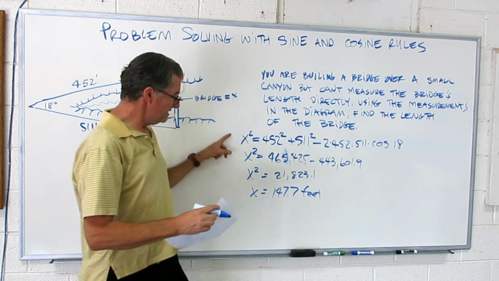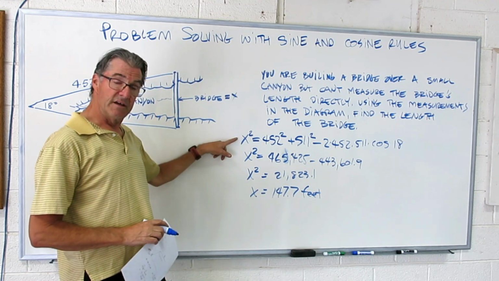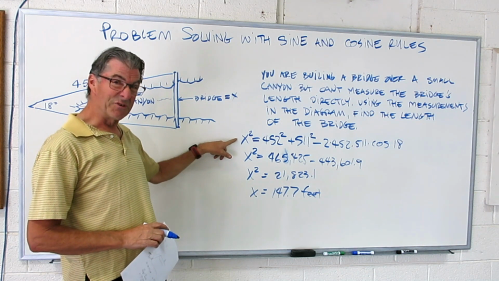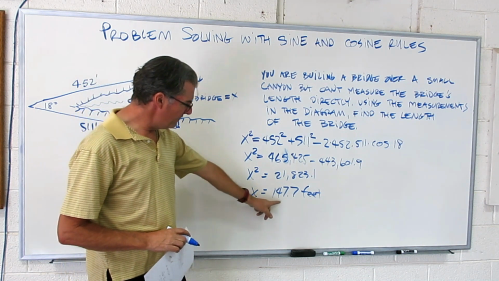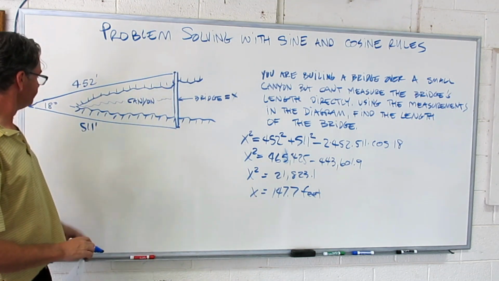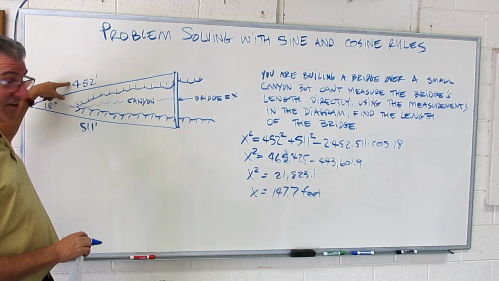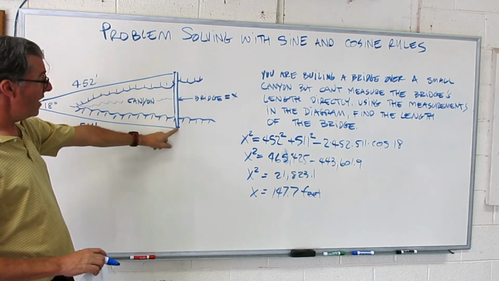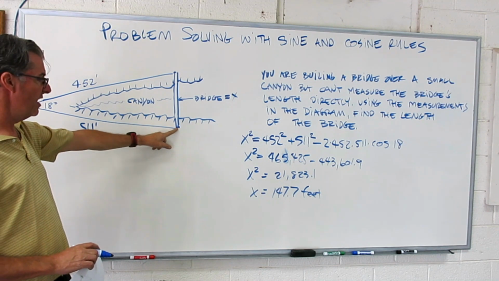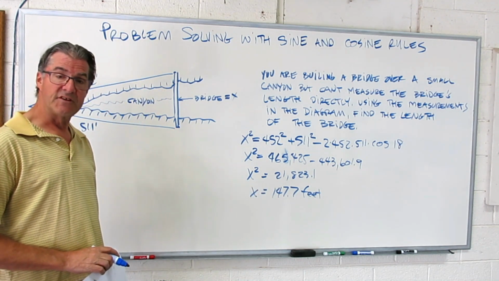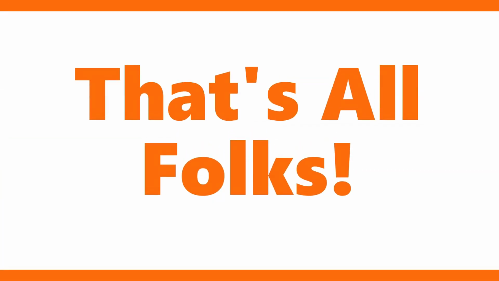Okay, so that's the plug and chug for once I've got my values put into my cosine rule equation. Now let's do the reasonableness test. We got 147.7 feet for our bridge. Does that make sense? I think it does. These are 511, 452. This is going to be quite a bit shorter. You can just see on the diagram. And 147, that does make sense. So I feel confident that I got my right answer.